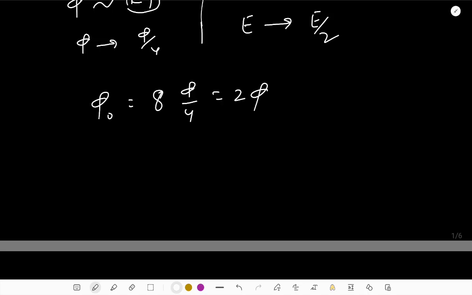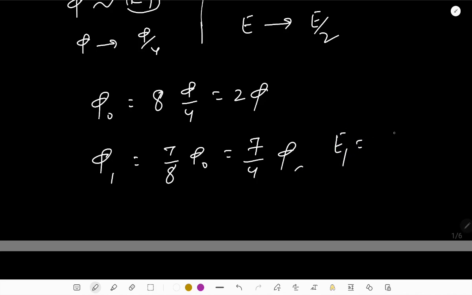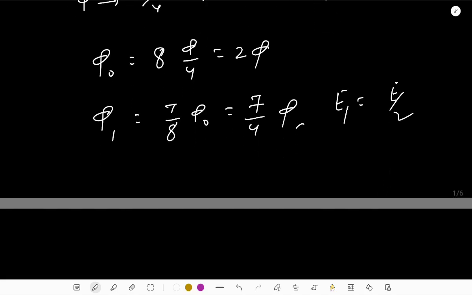then what will be the change in potential? Then potential will become simply 7 by 8 of phi naught. Yeah, phi naught has changed, it has become 7 out of 8 phi naught, and phi naught is 2 phi, so it will be 7 by 4 phi, and electric field will turn out to be E by 2.